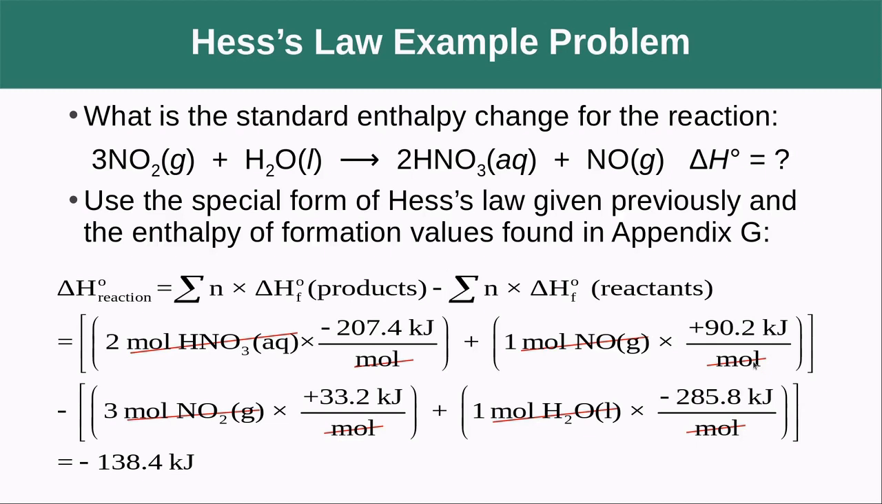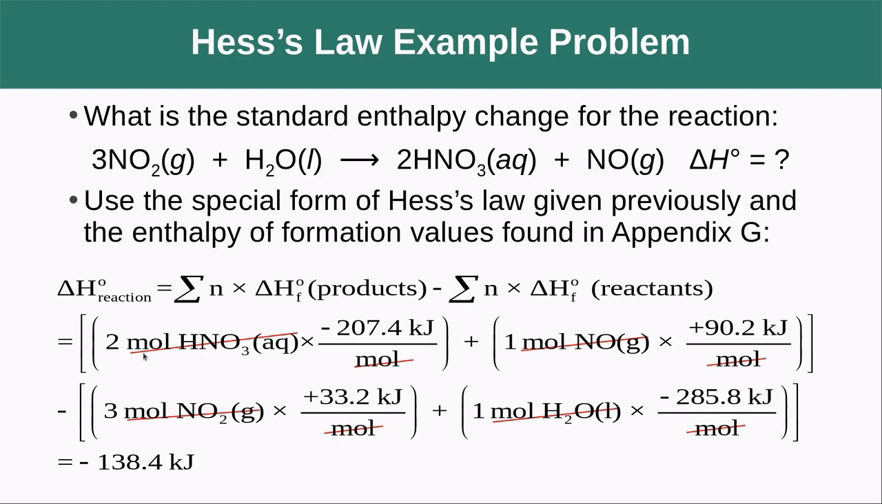Let's take a look at an example. What is the standard enthalpy change for the reaction when we have 3 nitrogen dioxides plus water as a liquid going to 2 nitric acids plus an NO gas? What is that going to be? So if we went to the table, we've got to start with our products, right? So we're starting on the right-hand side of this equation.